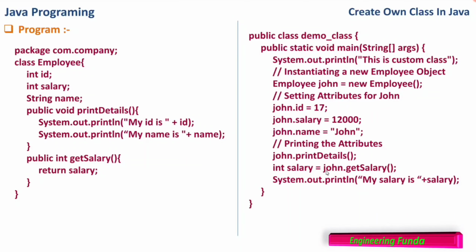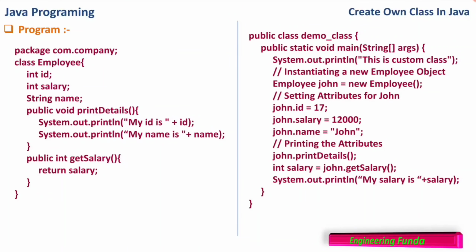Then int salary is equal to john.getSalary. So getSalary is called and it is returning the salary. John's salary, that is 12,000, will be returned and stored into this variable salary of type integer. And then System.out.println("my salary is" + salary). That is, we are concatenating this salary to the string. So what is expected? It will print my salary is 12,000. Let us see what the output will be.